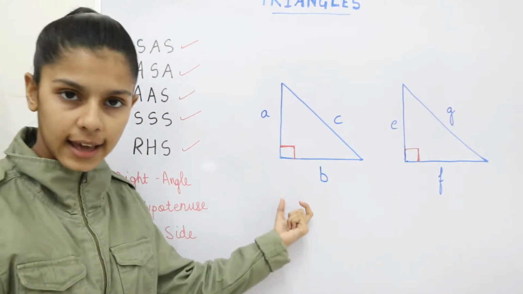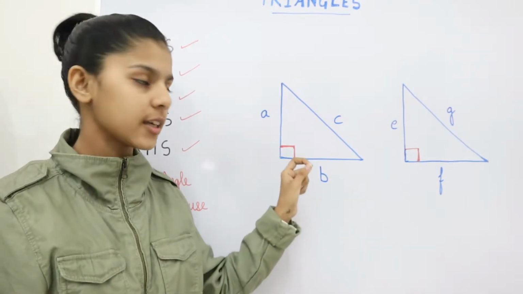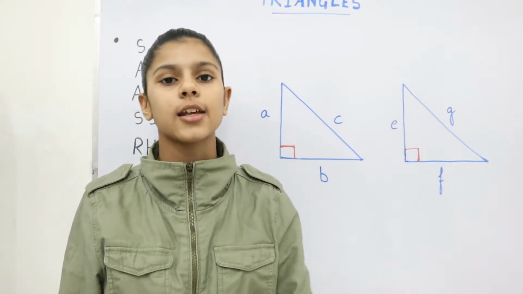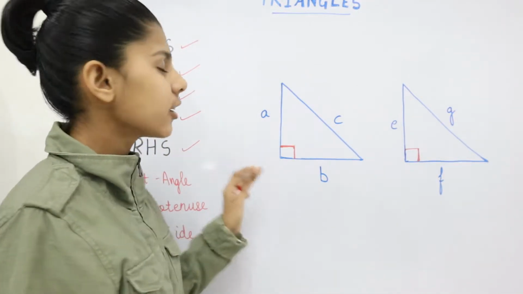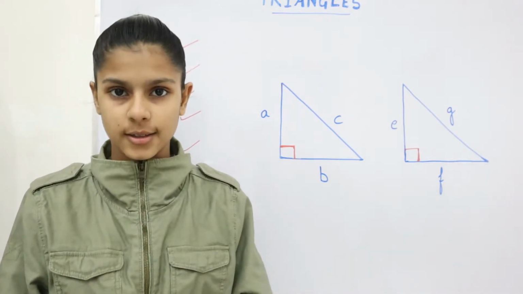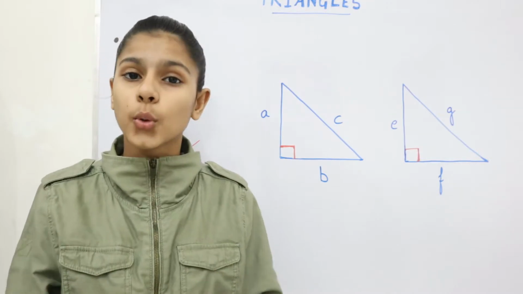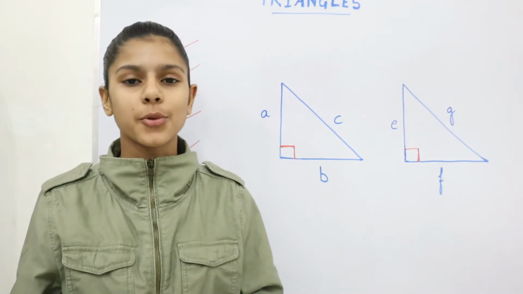So a right angle, hypotenuse, and any one side, if it is equal in both the triangles, then also both triangles will be congruent. So these were the 5 criteria for the congruence of two triangles. Now let's discuss some rules and theorems that are there in the chapter, and then we will do some questions.